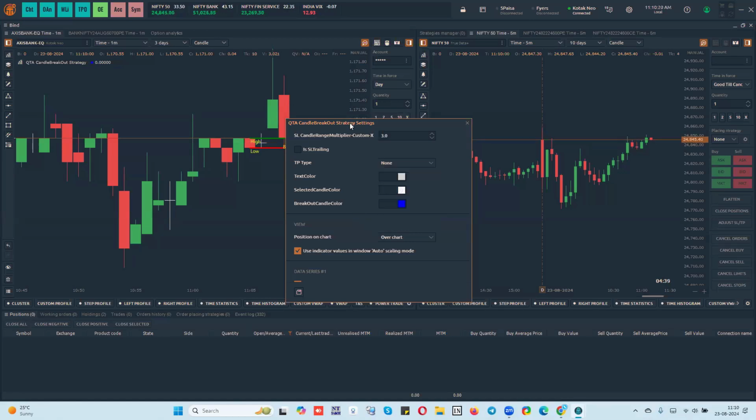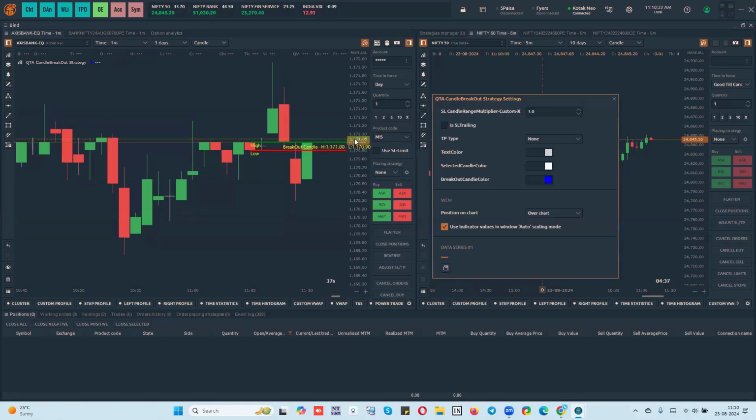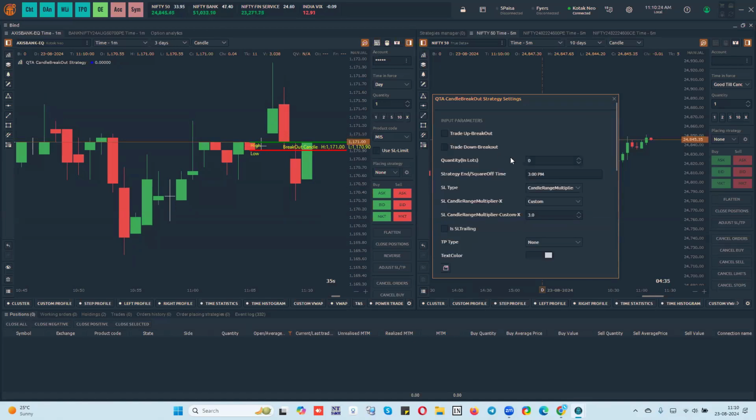Okay, so I will start now doing one trade based on this. I will use the up breakout and down breakout both. I select the quantity as 10 and keep the time as 3 p.m. In this particular case, I'm taking 3 points as my take profit. I will enable trailing.